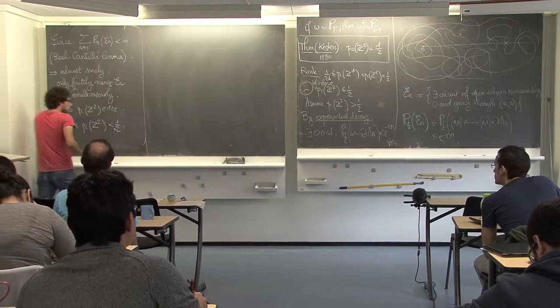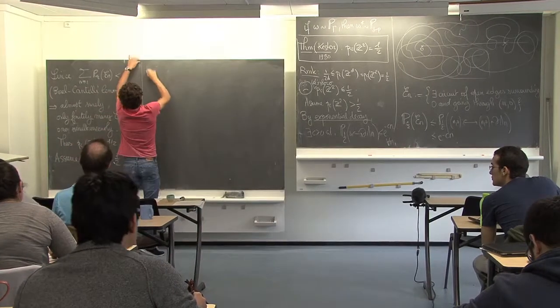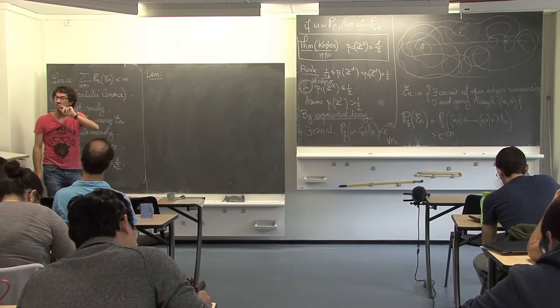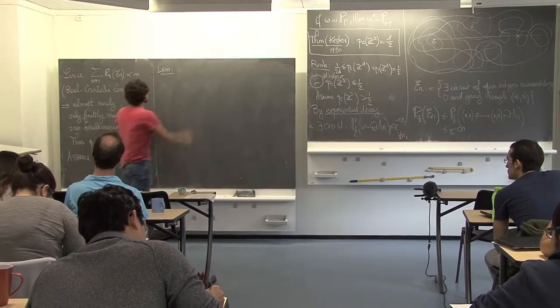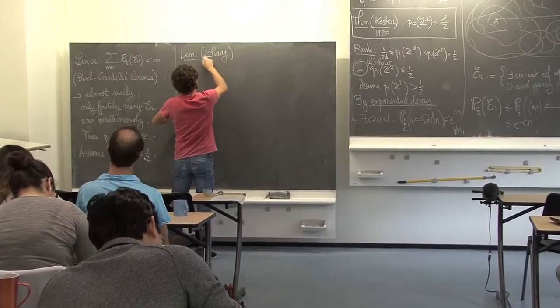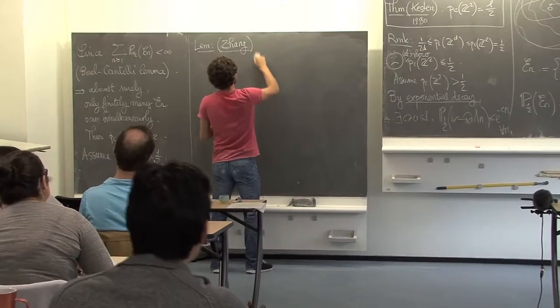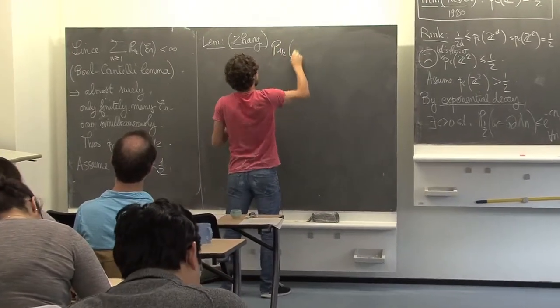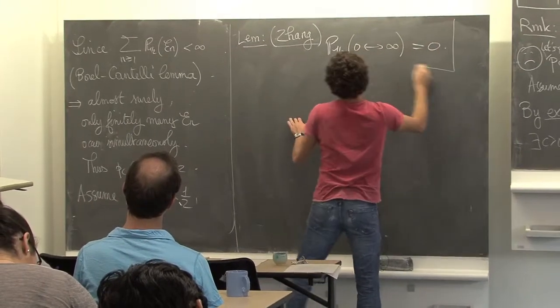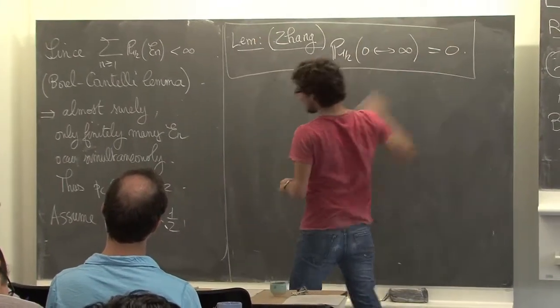So the proof by Zhang, and I'm going to put it as a lemma, because you are going to see one of the advantages, that it doesn't really depend on independence. I will go back to this later. It's an argument by Zhang in the 90s, which says that the probability at a half of 0 being connected to infinity is 0. So this immediately contradicts this.